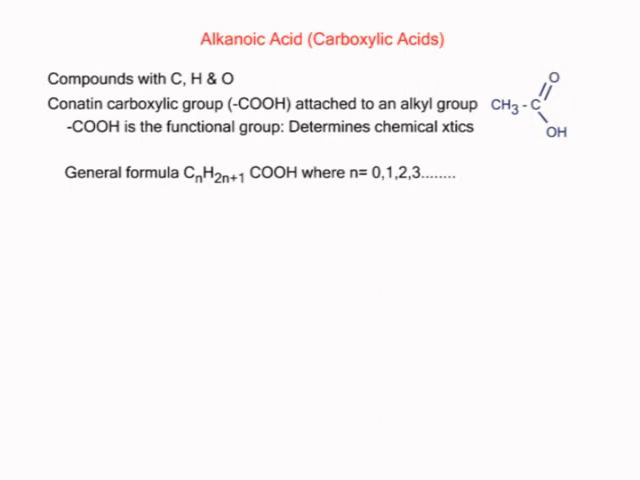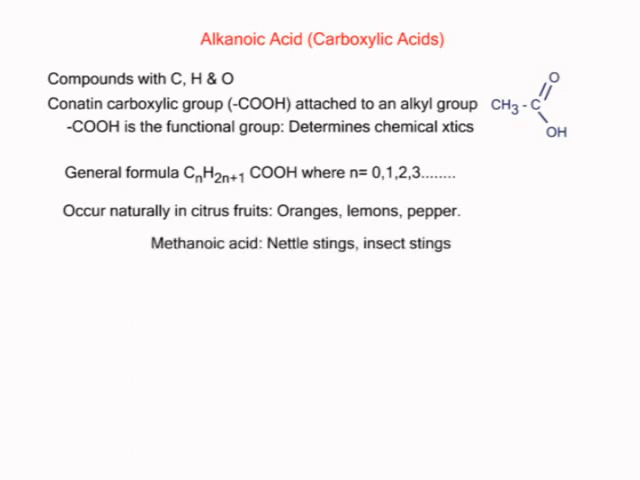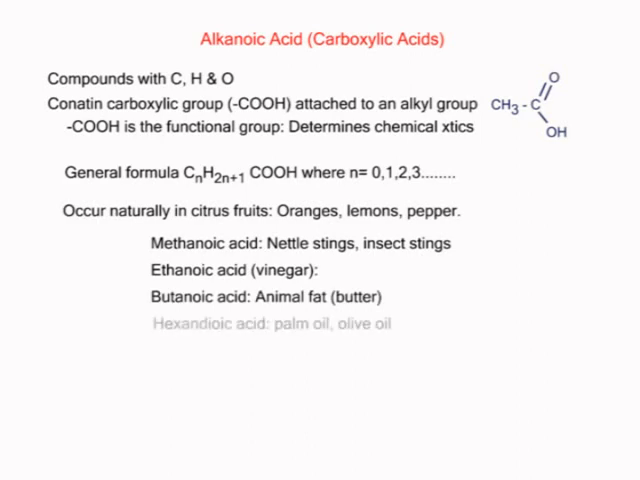Alkanoic acids are naturally found in citrus fruits like oranges, lemons, and pepper. Methanoic acid is actually present in nettle stings and insect stings such as bees and wasps. Ethanoic acid is commonly known as vinegar and has an acidic content of about 40%. Butanoic acid is found in beef fat, also called butter. Hexandioic acid is found in palm oil and olive oil.